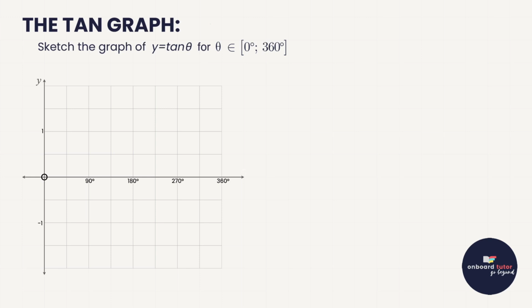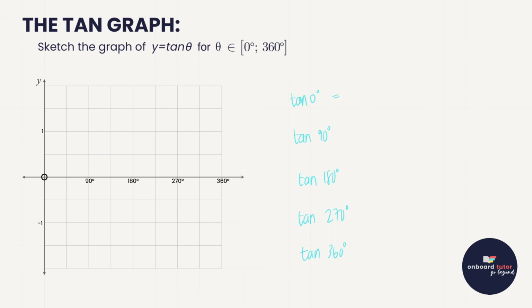Okay, now for the graph of tan theta. So let's have a look at that. So we're going to want tan, and then we're going to take all of our points: 0, 90, 180, 270, and 360. Okay, pop those into your calculator and let's see what we get.